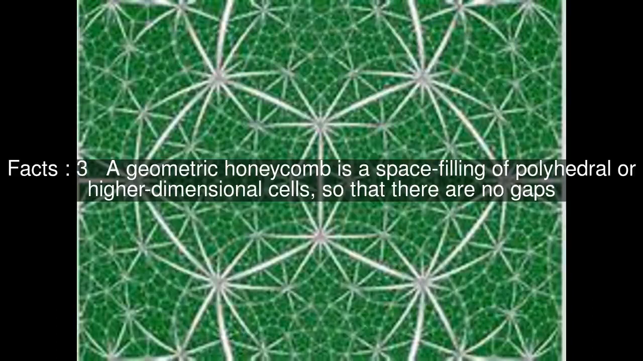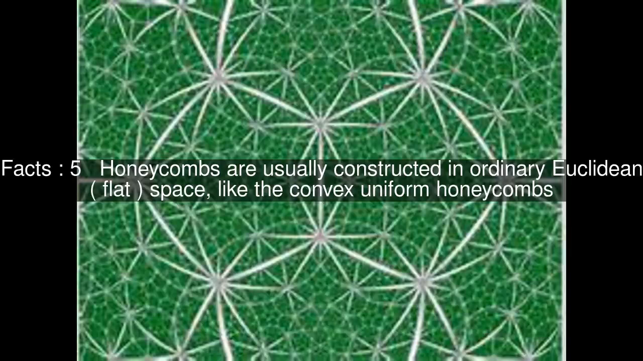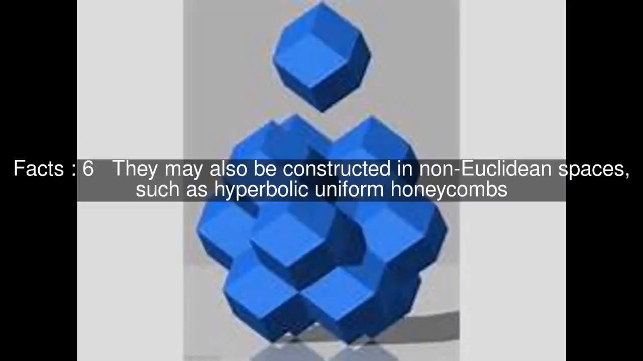A geometric honeycomb is a space filling of polyhedral or higher dimensional cells, so that there are no gaps. It is an example of the more general mathematical tiling or tessellation in any number of dimensions. Honeycombs are usually constructed in ordinary Euclidean, flat, space, like the convex uniform honeycombs. They may also be constructed in non-Euclidean spaces, such as hyperbolic uniform honeycombs.